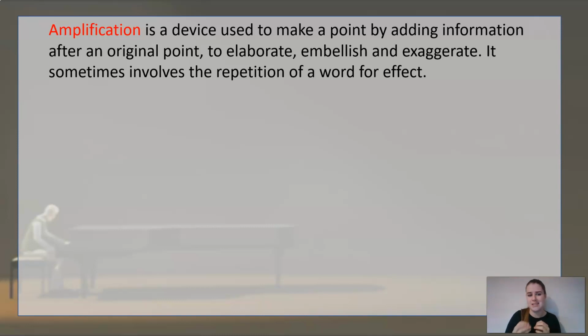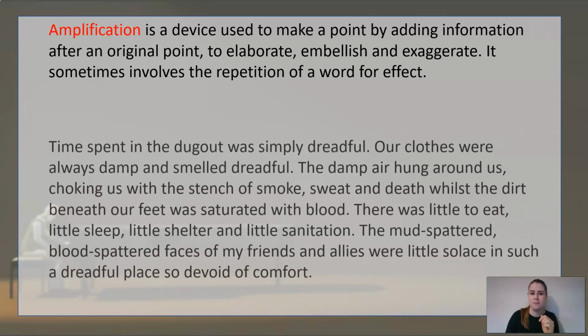Amplification's along this similar line, so it's giving additional information to a point where we elaborate on it, so we add additional information, we embellish it, so we might repeat words to get the point through to the reader, or even exaggerate. So that's when we're going to use sort of our over-the-top language. So that's like our sensationalist language that we looked at. Now, sometimes for the greatest effect, we use the repetition skill to sort of amplify, so to show off the skill that we want the reader to really be focusing in on.